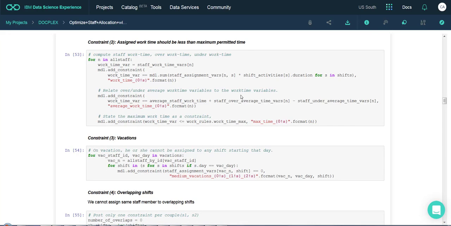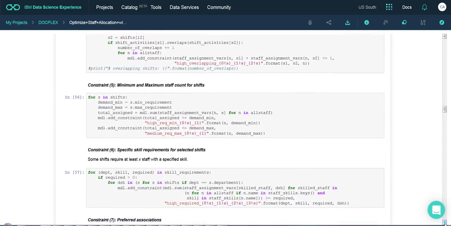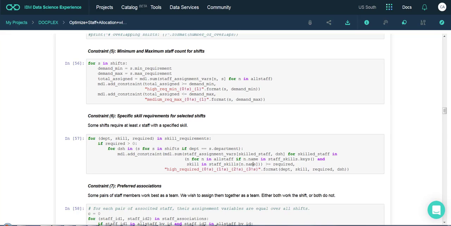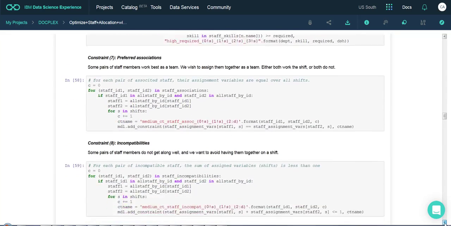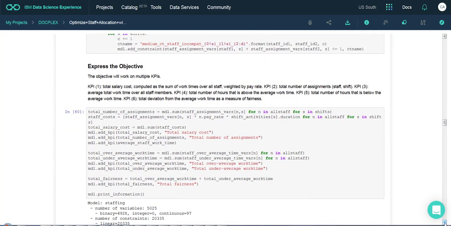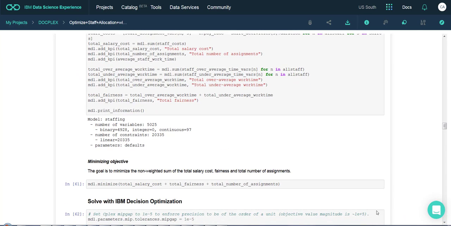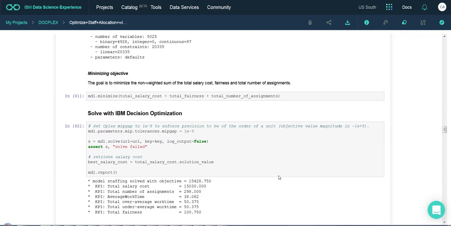Next, we specify the business constraints to which the solution has to comply. For example, in the retail business, in constraint 2, we specify assigned hours should always be less than the maximum permitted limit. Similarly, in constraint 6 in here, we specify assigned staff should always have skills that match their assigned departments. Finally, we specify the business objectives we are trying to achieve. We want to achieve a fair distribution of work hours while minimizing the number of assignments for each staff member and also optimizing the costs.